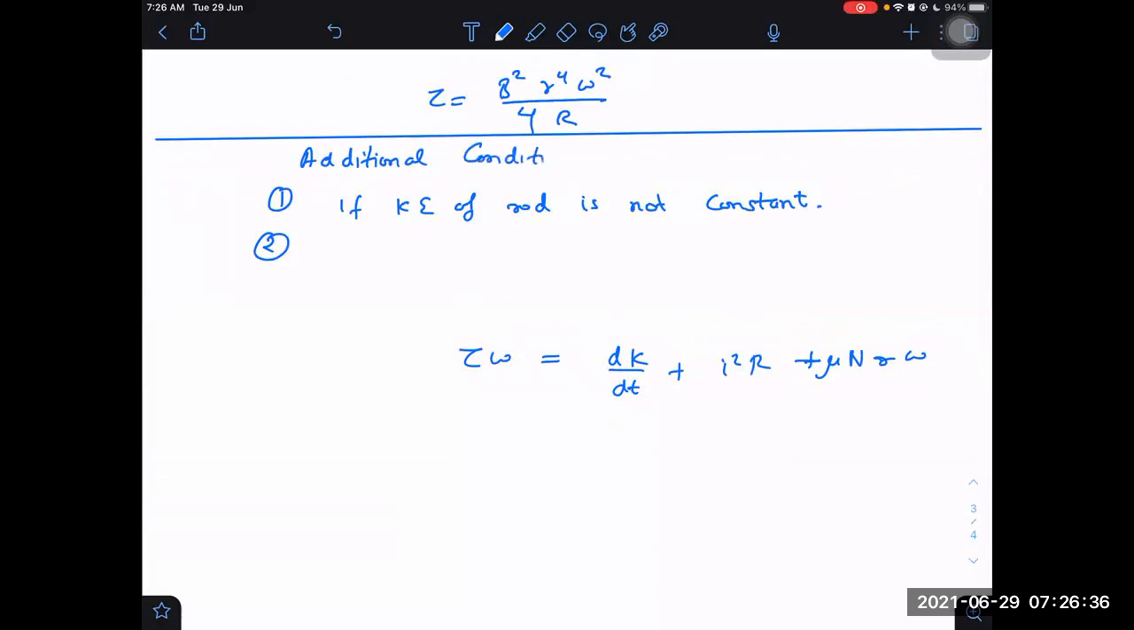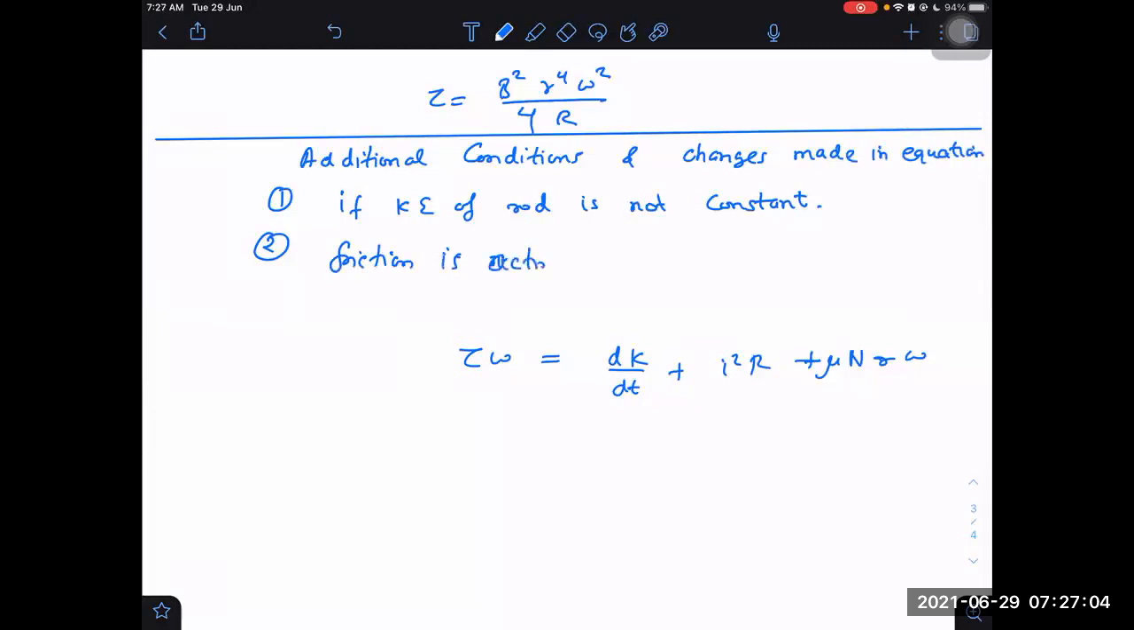Additional conditions and changes made in equation number 1. Second condition is friction is not zero.